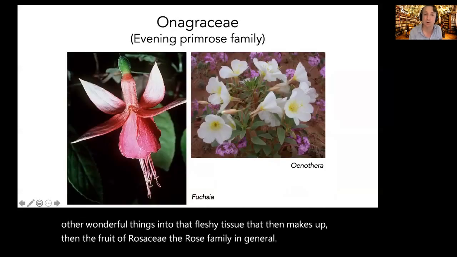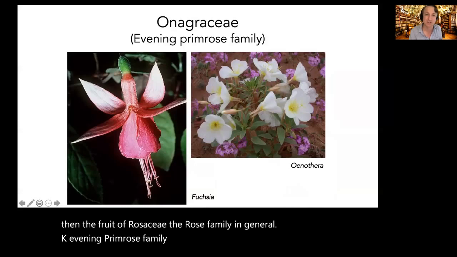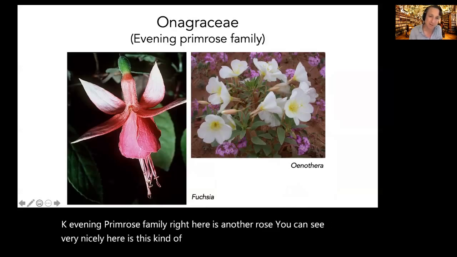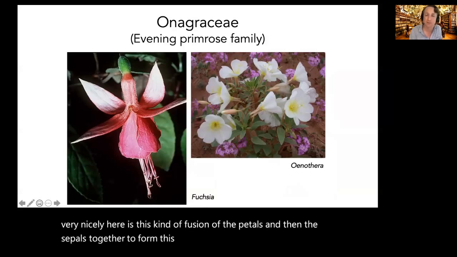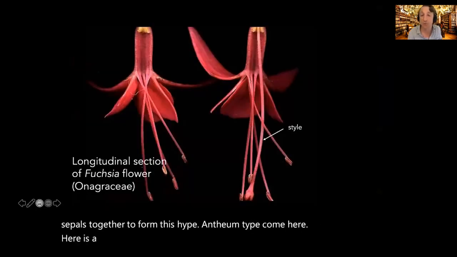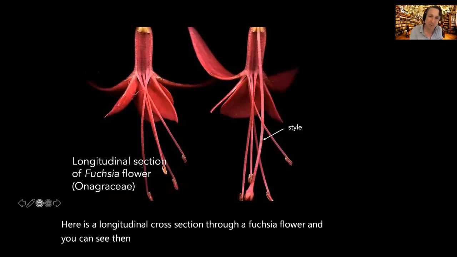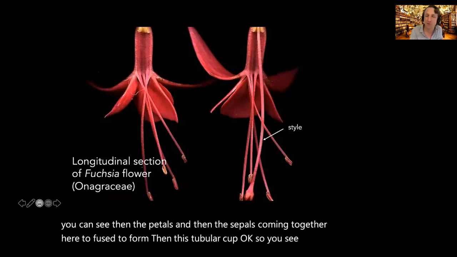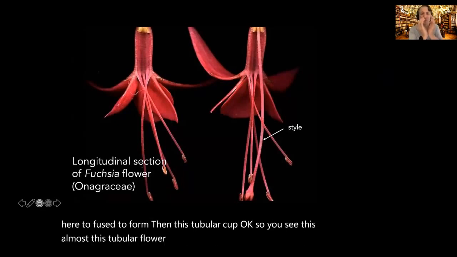Okay, evening primrose family. All right, here is another rosid. You can see very nicely, here is this fusion of the petals and the sepals together to form this hypanthium-type cup here. All right, here is a longitudinal cross section through a fuchsia flower. And you can see the petals and the sepals coming together here to fuse to form this tubular cup. So you see this almost tubular flower, but this cup-like formation, that is the hypanthium itself.